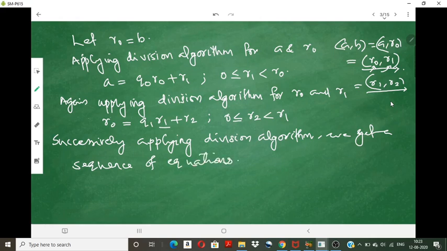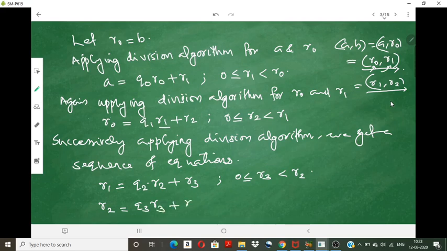We get a sequence of equations. That is, now we can write R1 in terms of R2, so let Q2 be the quotient obtained and R3 be the remainder. So 0 is less than or equal to R3, which is strictly less than R2, isn't it? Similarly, the next equation will be R2 is equal to some Q3 R3 plus R4, where 0 is less than or equal to R4, which is less than R3.